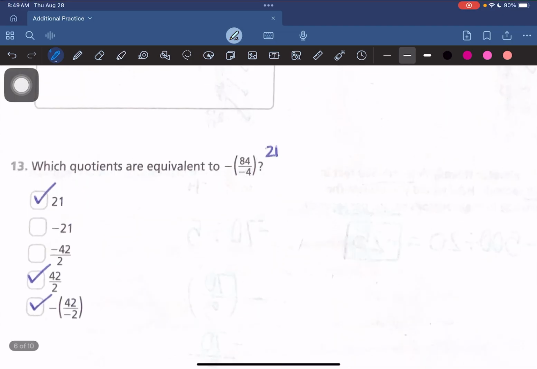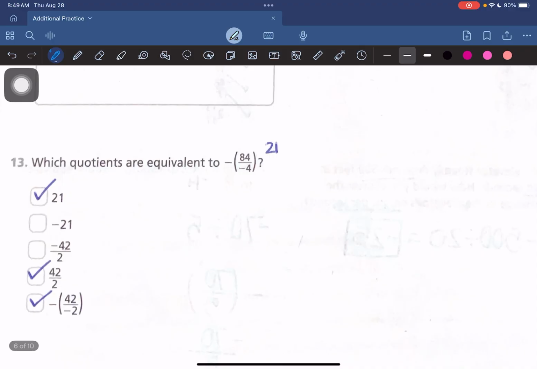Which quotients are equivalent to negative, and then parentheses, 84 divided by negative 4?